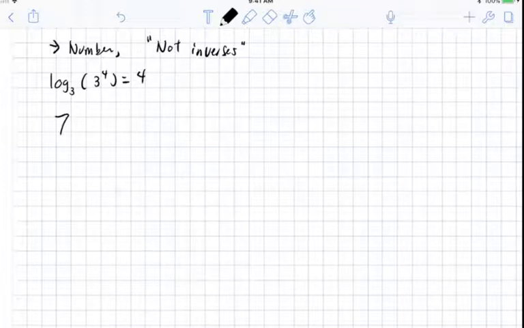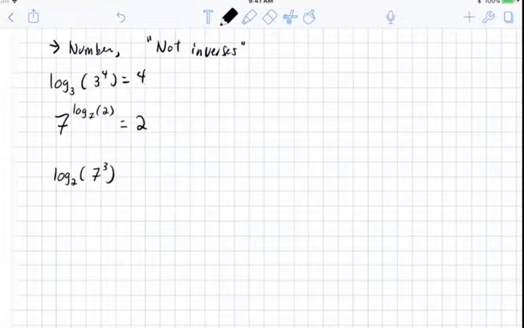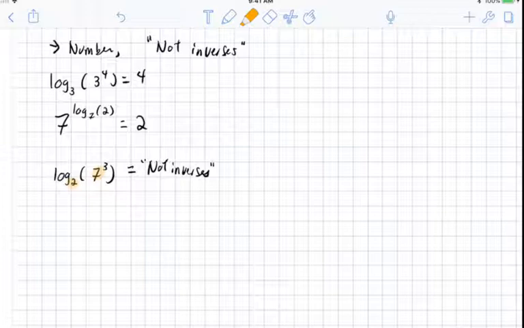7 to the power log base 7 of 2, that's going to equal 2. Log base 2 of the power 7 to the 3, I want you to write "not inverses" on that one because the bases are different. That's the activity. I want you to recognize whether or not the bases are the same, so they are inverses, and if they are, evaluate them, and if they're not, just write "not inverses."